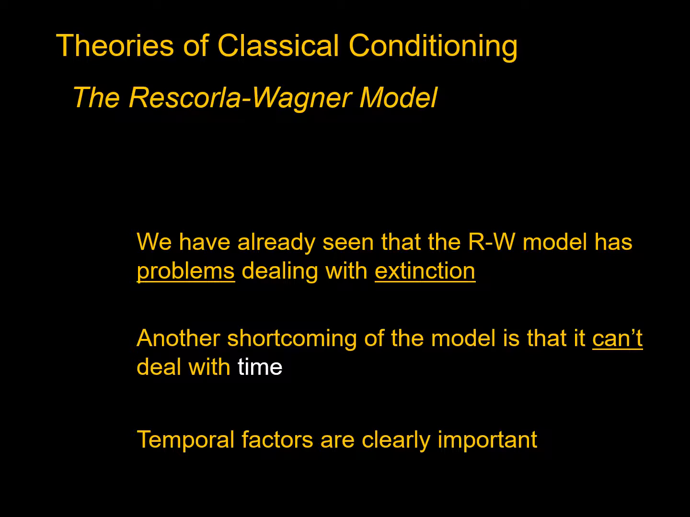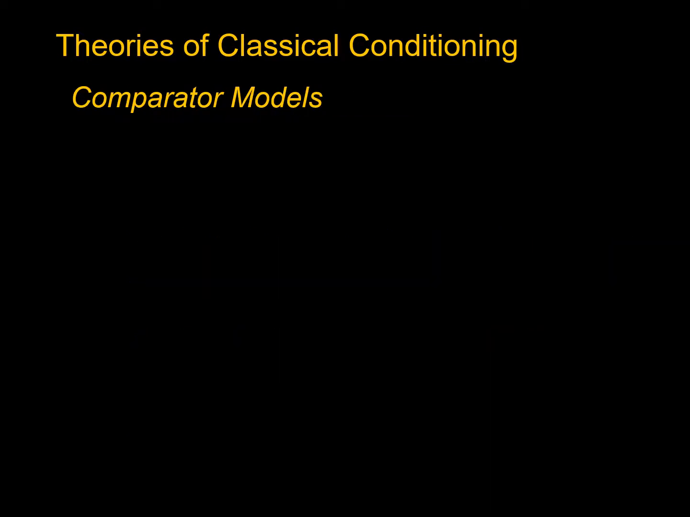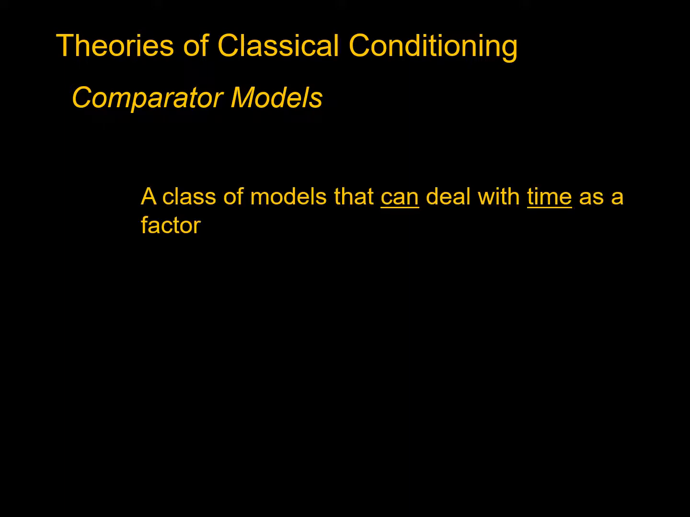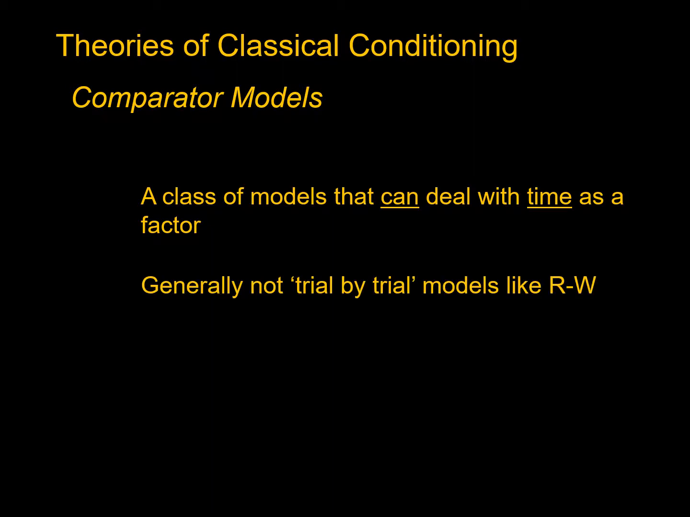Now, what we call comparator models, and there are several different varieties of this kind of model, so I'm only going to talk about them in general. I think Ralph Miller came up with this idea. It's a different sort of model than Rescorla-Wagner in a lot of ways. It's not the kind of thing we can do trial-by-trial modeling with, the way we would with Rescorla-Wagner.